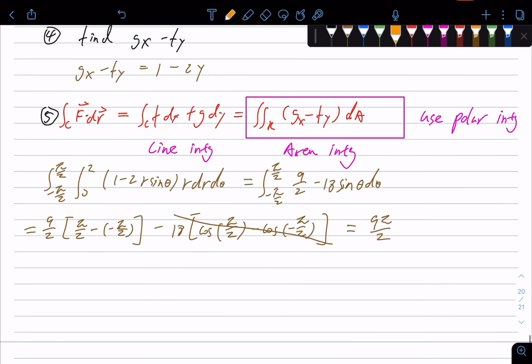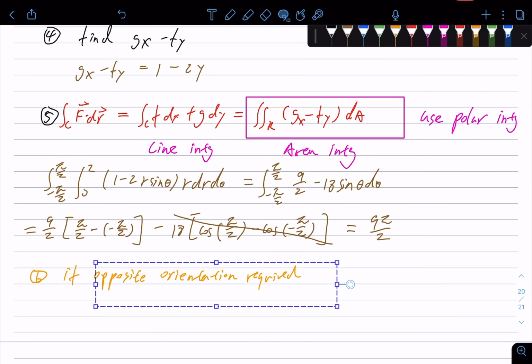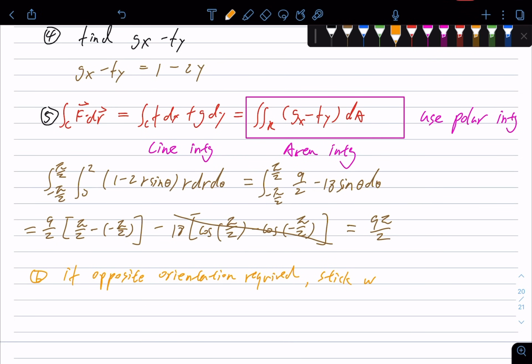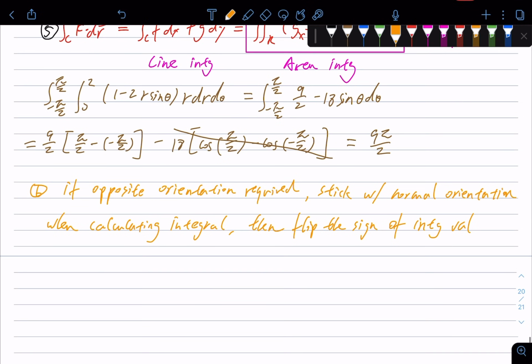So step number 6: if the opposite orientation is required, stick with the normal orientation when calculating the integral, then flip the sign of the integral value at the end.